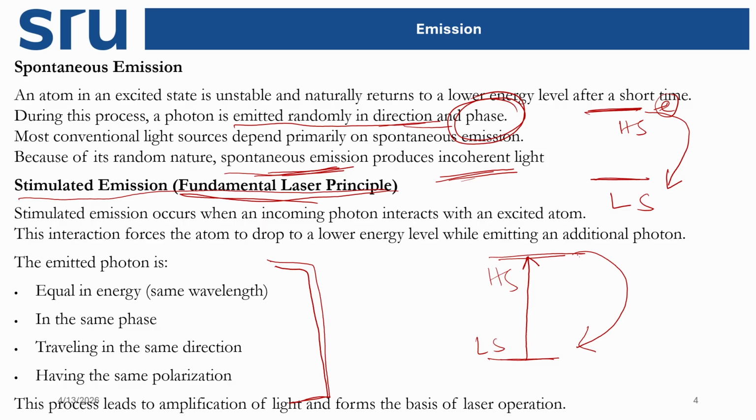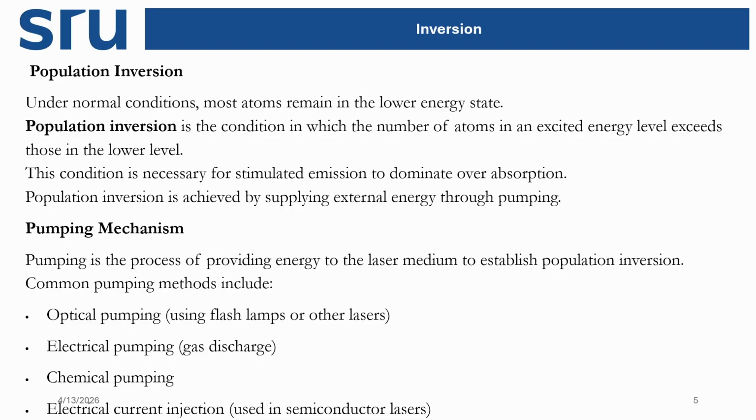It is in the same phase, traveling in the same direction, and having the same polarization. Polarization means the electric field is in one direction. So this is called the same polarization of the light. We will discuss a little more how the process of emitting photons happens, the mechanism, here.